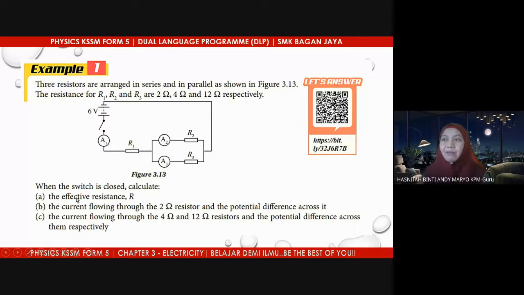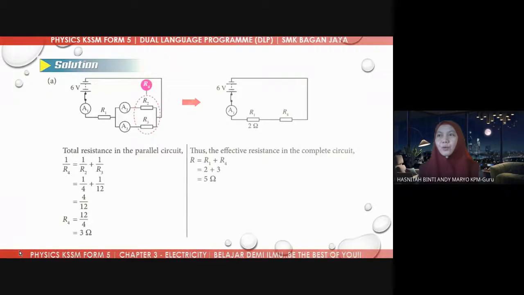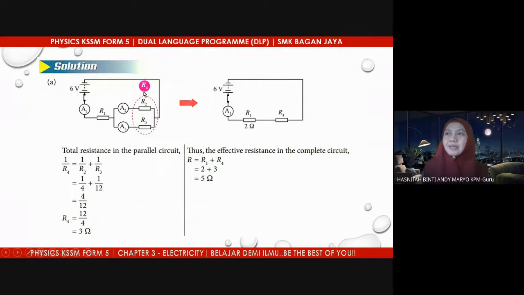Okay, so find the effective resistance and find the current flow through the 2 ohm resistor and the potential difference across it. C, find the current flow through the 4 and 12 ohm resistors and potential difference across them respectively. Okay, kita cuba soalan ini dulu before we go to the example of question in your module. Okay, again, this is our circuit. So you can simplify the circuit first. You boleh ringkaskan dulu circuit ini. Okay, so this is R1, ini R2 and R3, we can combine them.